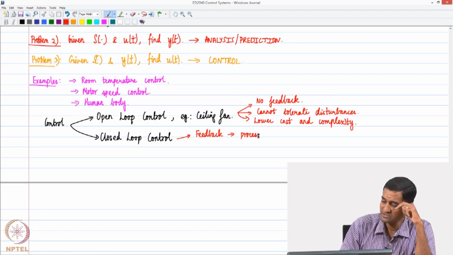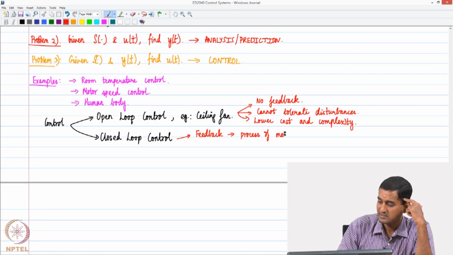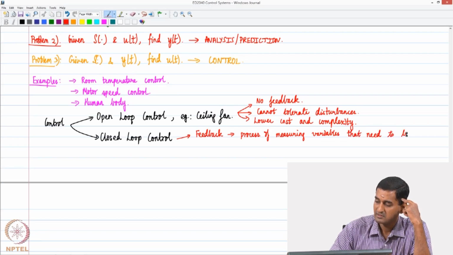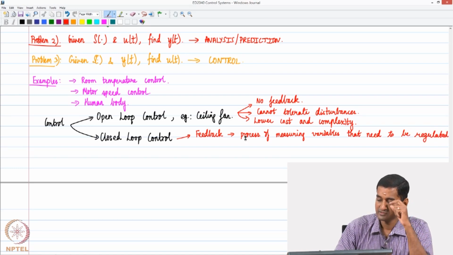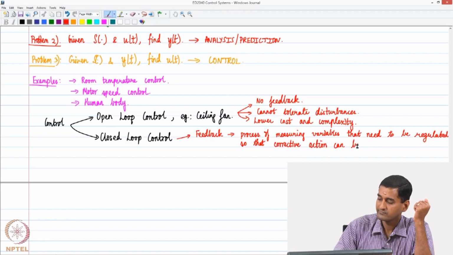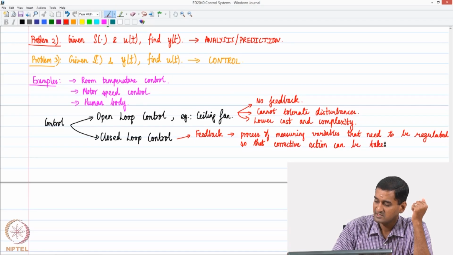Feedback is a process of measuring variables that need to be regulated or controlled so that corrective action can be taken, okay. That is the process of feedback.